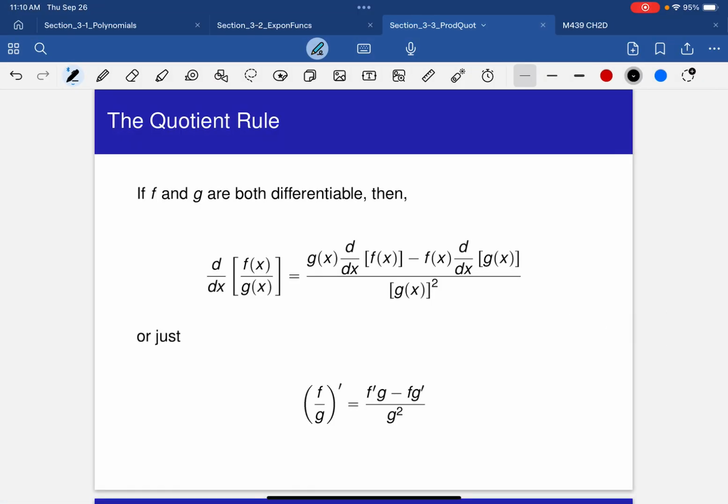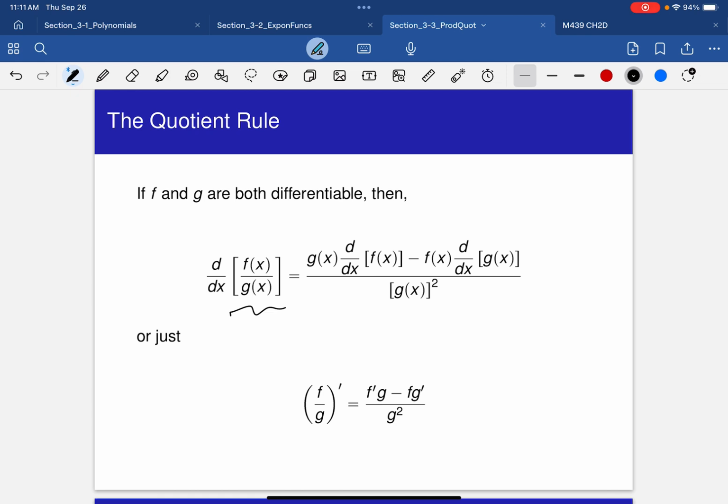Okay, well, let's continue and talk a little bit about the quotient rule next in this video. It says here that if f and g are both differentiable, then the derivative of f of x divided by g of x is equal to g of x times the derivative of f of x minus f of x times the derivative of g of x, all over g of x squared. Or just (f over g) prime is equal to f prime g minus f g prime over g squared.